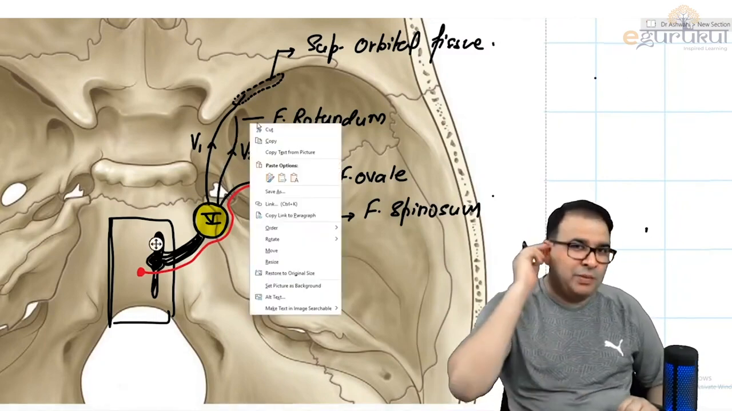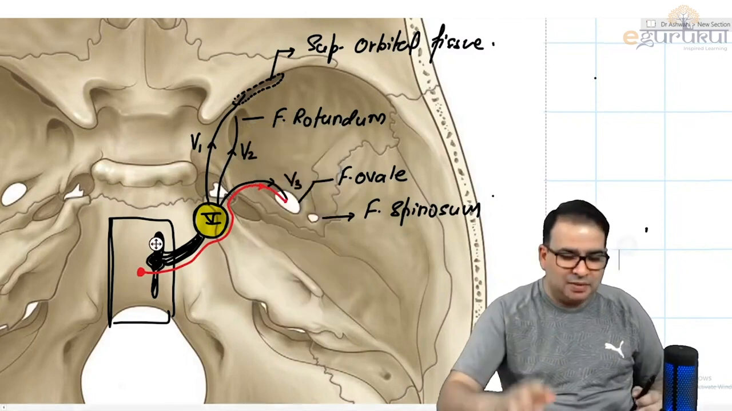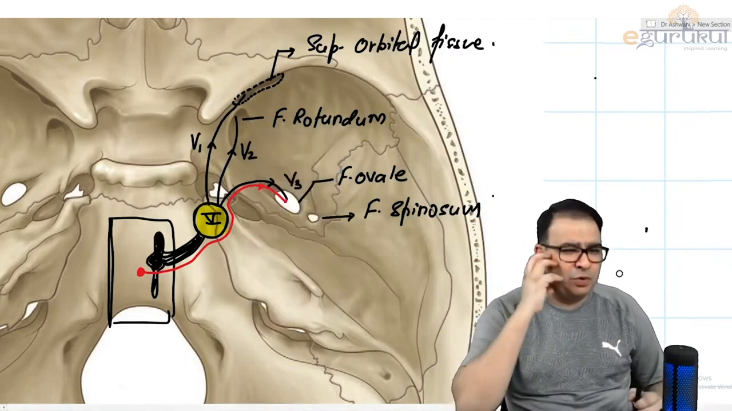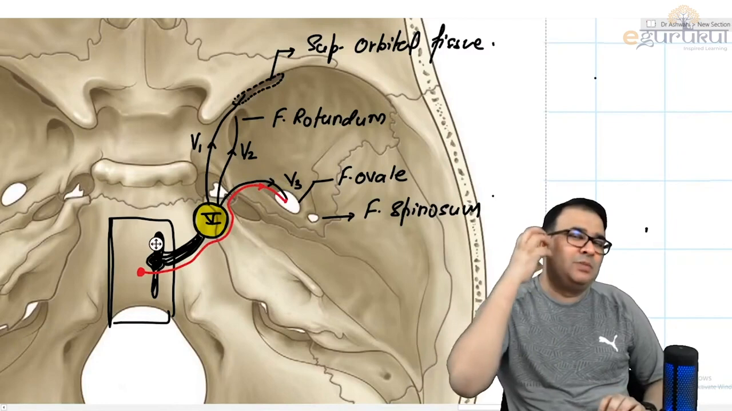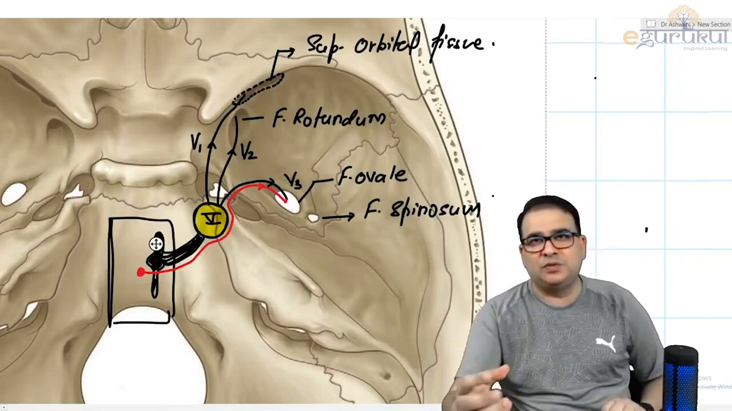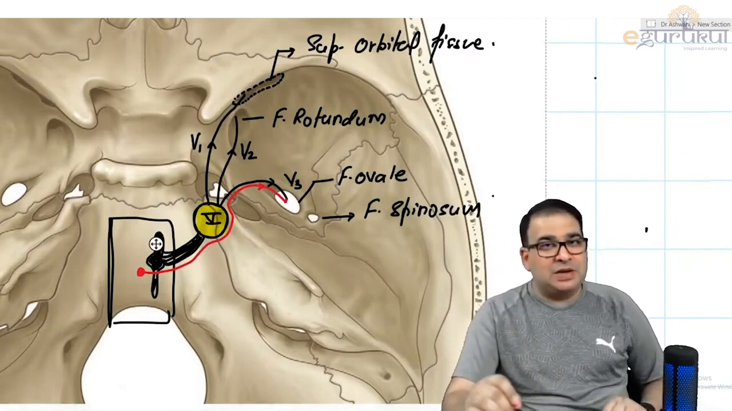Maxillary nerve will go from the foramen rotundum, and then it will come onto the side into the infratemporal fossa. I will tell you what is that. And mandibular nerve goes through the foramen ovale. That also comes into the infratemporal fossa. The foramen is called foramen ovale. But mandibular nerve is a mixed nerve.